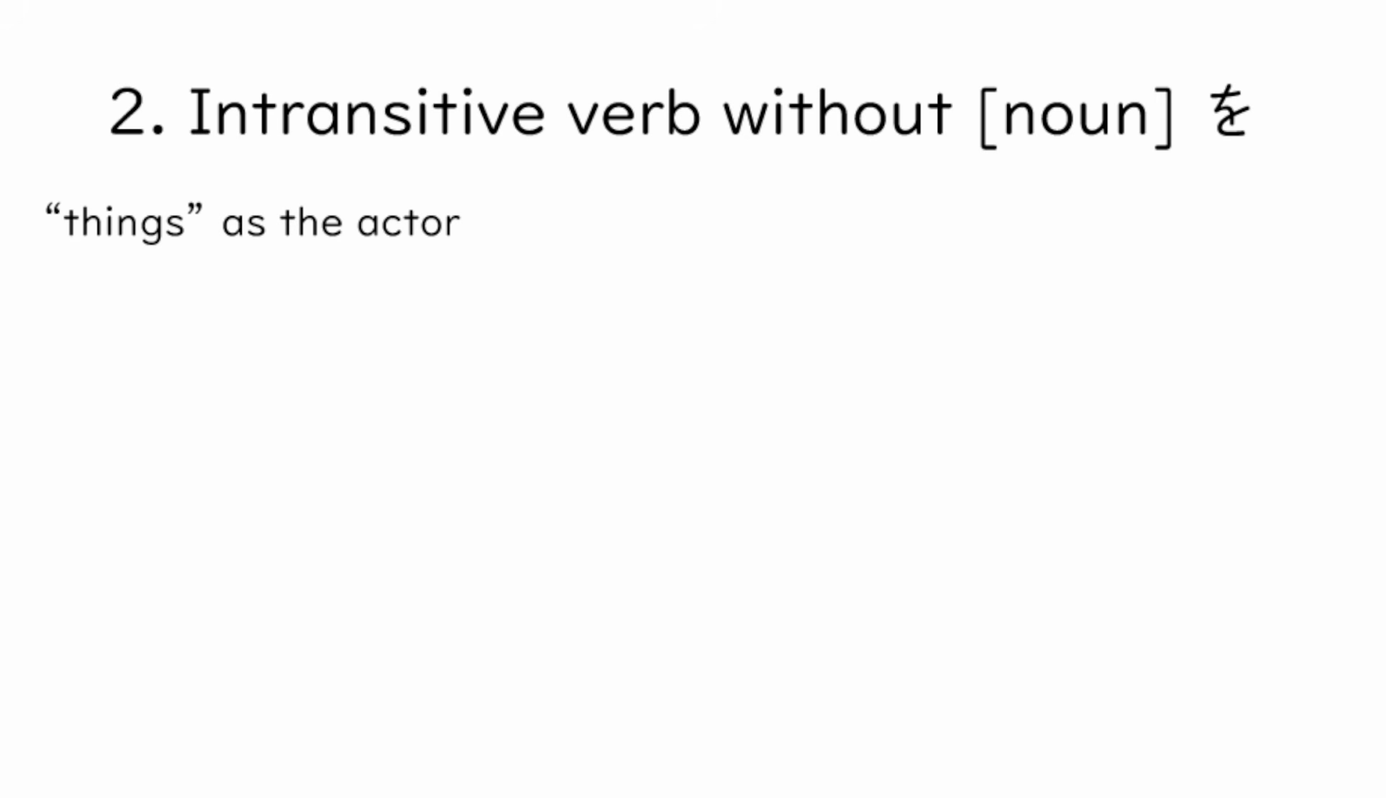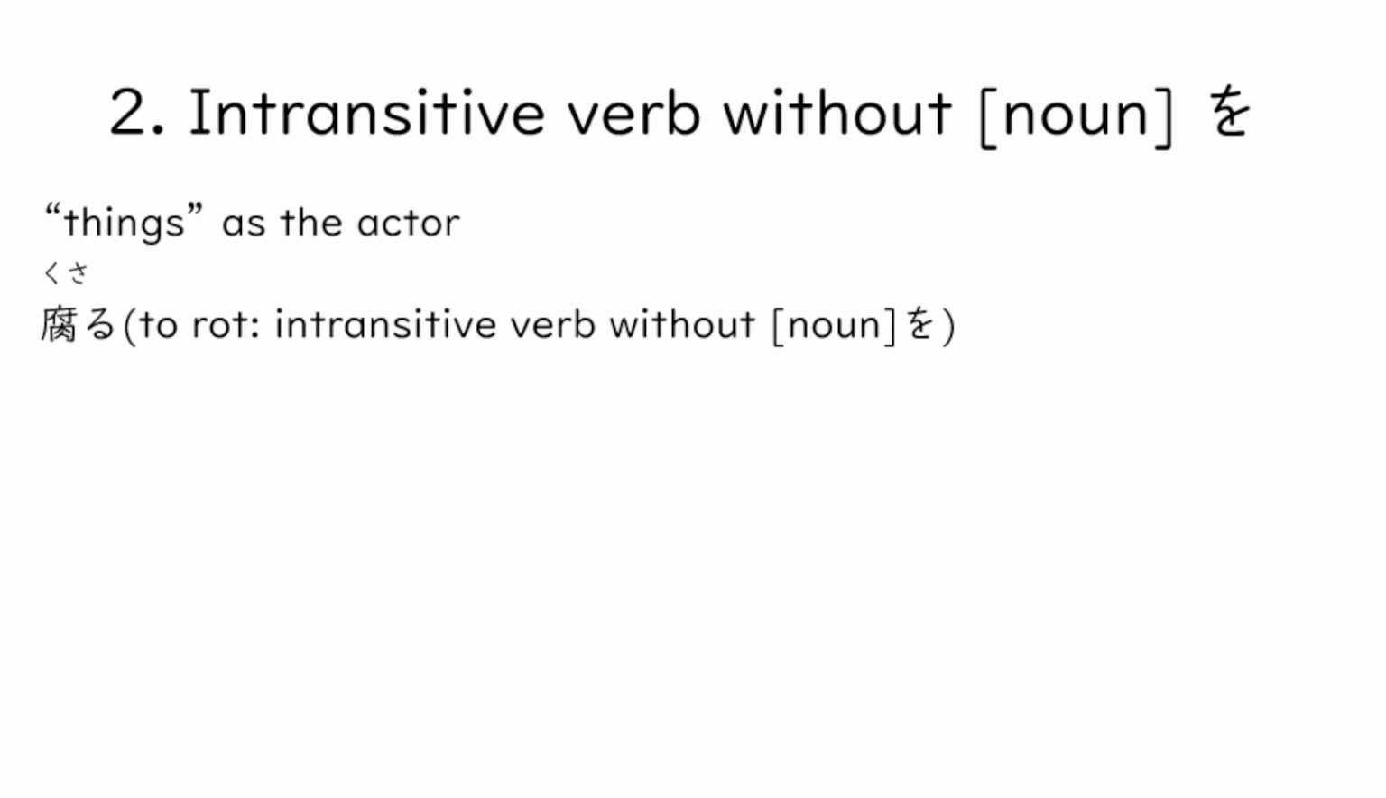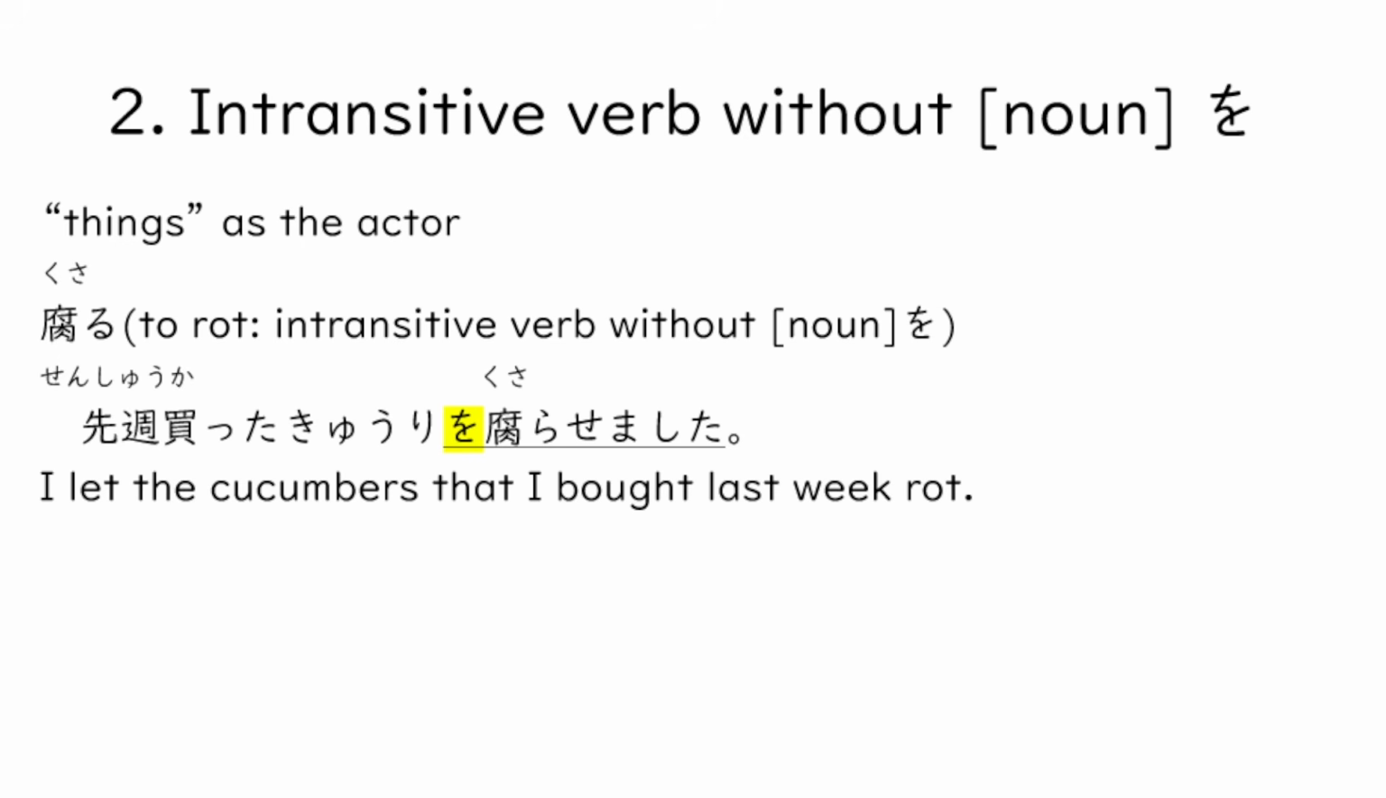Now, let's look at the verb kusaru, which means to rot. This is an intransitive verb and it does not take a noun plus o in its sentence. Take a look at this sentence. 先週買ったキュウリを腐らせました. I let the cucumbers that I bought last week rot. Now, cucumbers are inanimate objects. Yet, this sentence uses the causative form. Is this a correct and natural sentence in Japanese? The answer is yes. Why? Because the change that happened to the cucumbers is something that can occur naturally. Cucumbers naturally rot over time.